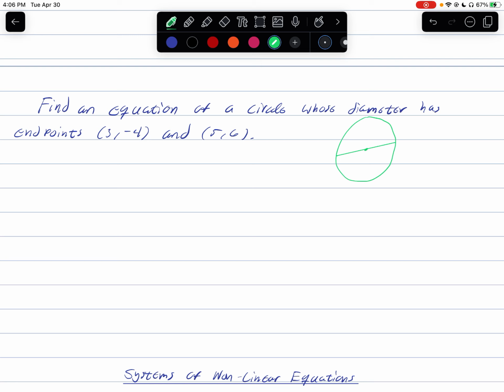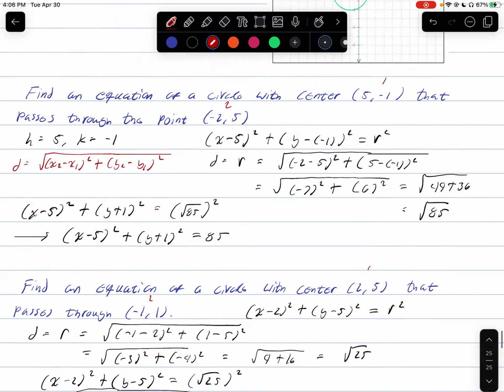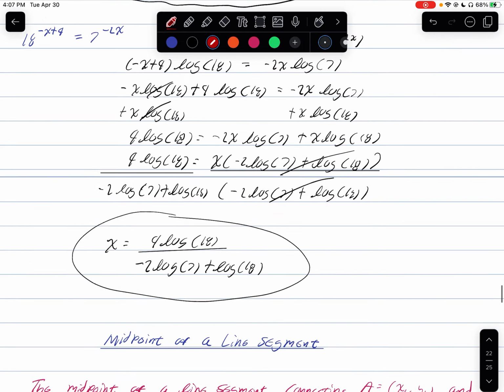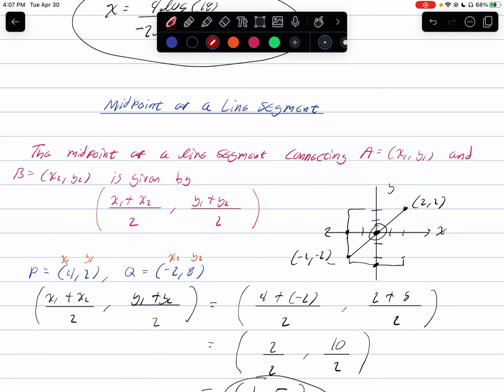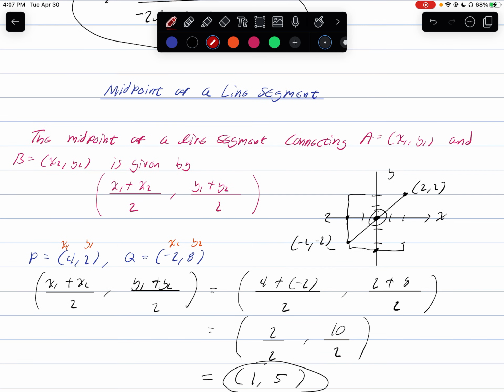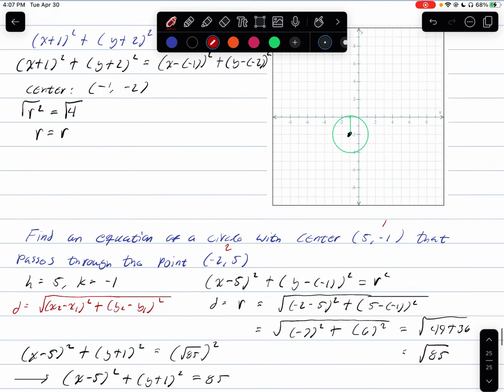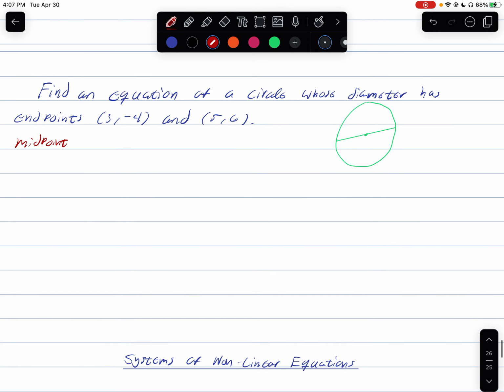So remember the midpoint. If we go back up here, we can find our equation. The midpoint of a line segment connecting a point A, (x1, y1), and a point B, (x2, y2), is ((x1 + x2)/2, (y1 + y2)/2). So you can think of it as taking the average of each of the two points. So the midpoint is going to be given by (x1 + x2)/2, (y1 + y2)/2.